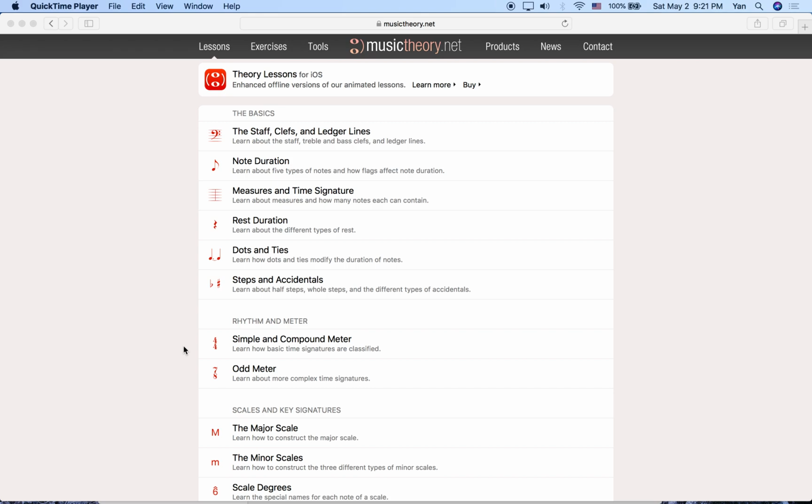In the previous lesson, we talked about how different time signatures group into different meters. Simple, which is subdivisions of 2, and compound, subdivisions of 3. And then the number of beats per bar. Duple was 2, triple was 3 beats, and quadruple was 4. Today we're going to talk about odd meters, which are more complex time signatures, more complex combinations of feel. So let's go to musictheory.net and click on the lesson of odd meter.